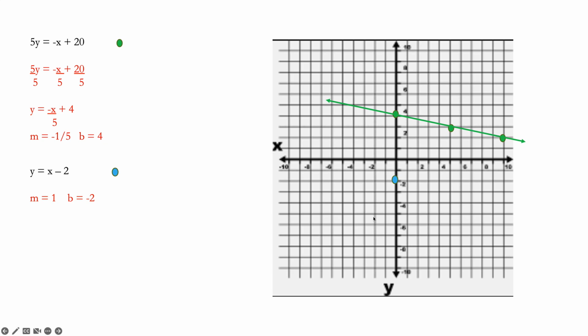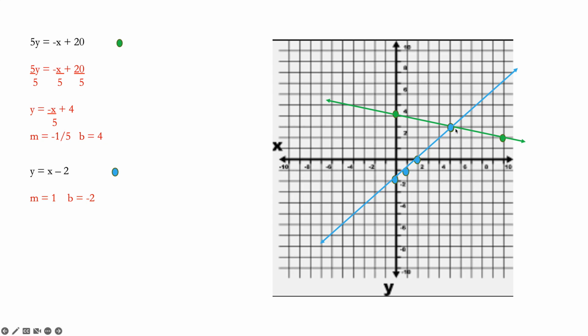There's my negative 2, and then the slope is 1, so it's up 1 over 1, up 1 over 1. And I could do another up 1 over 1, but just to show you, I'm going to do an up 3 over 3. Oh, that's a great point. That point is a point right there that's on both of these lines.